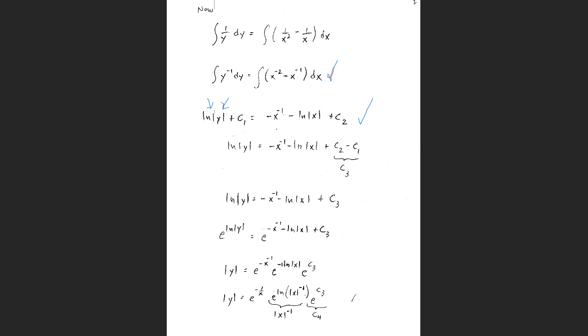Absolute value. Good, Ann. So the antiderivative of 1 over y is the log of the absolute value of y plus a constant of integration, because these are indefinite integrals. And then, of course, we get these antiderivatives on the right side, plus another constant.